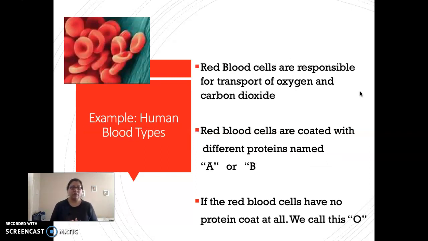In case you don't know, we have four different types of human blood types. We have type A, type B, type O, and then type AB. If you're looking at a red blood cell, there are going to be proteins on the surface of that red blood cell. If you have type A blood, then you have type A proteins. If you have type B blood, you have type B proteins. In this case, our recessive allele for blood type is going to be type O. Type O doesn't have any proteins on it.